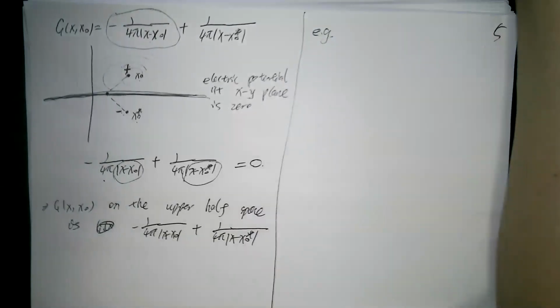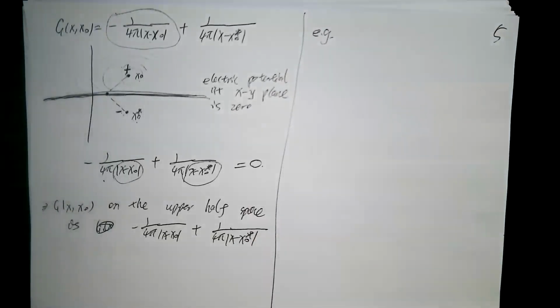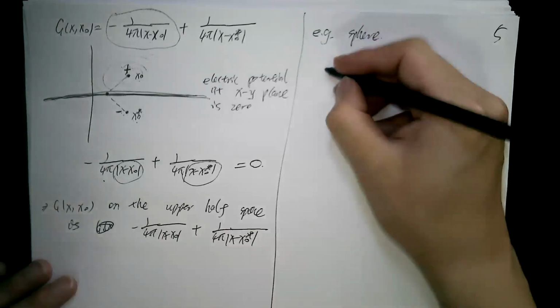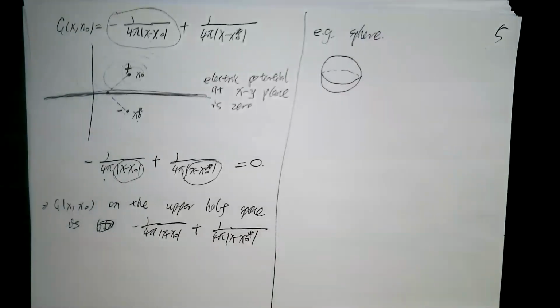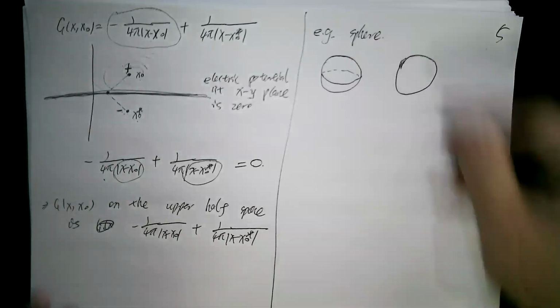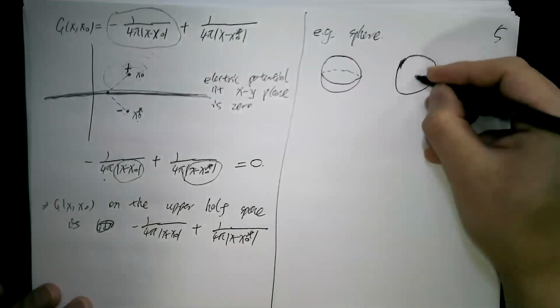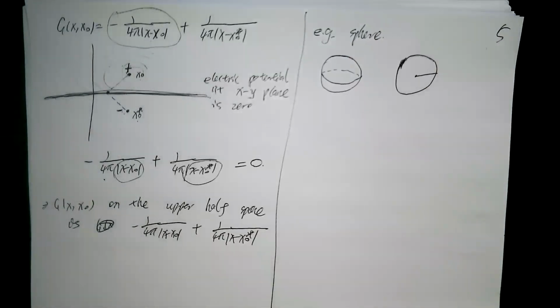Another example is for the half plane, half space, and another example is for the sphere, or for the ball. Again, 3D. You have a sphere. Now let's take the cross section of the sphere, which is the circle. That makes the drawing a little bit easier. Then again, we will have similar things.